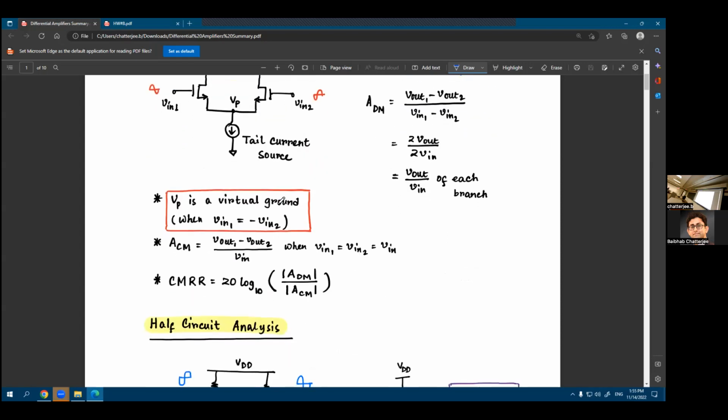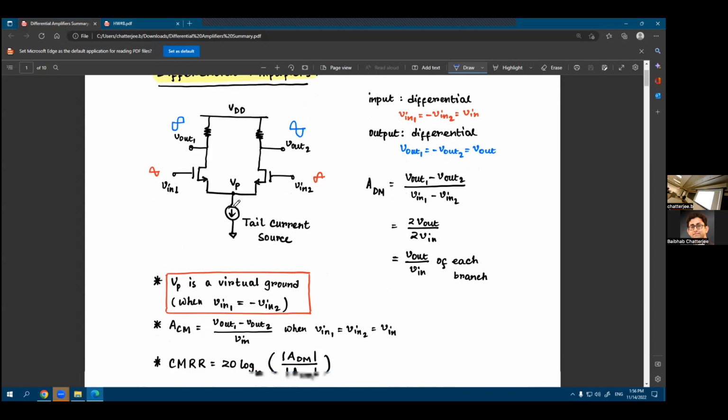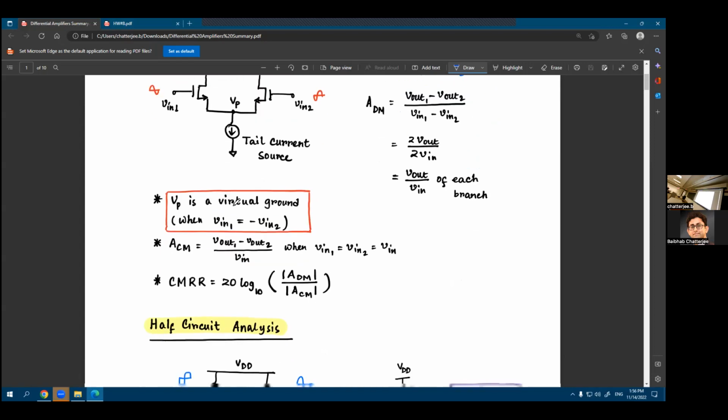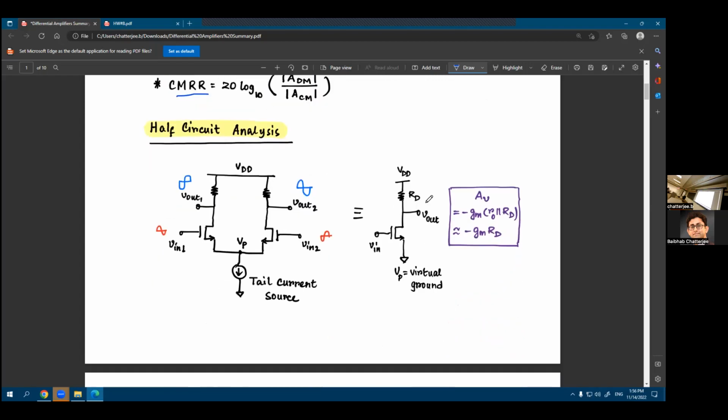Now, in terms of the differential amplifier, keep in mind that if your input is differential and everything is symmetric, if on the left-hand side you are providing a signal with 0-degree phase, and on VIN2 you are providing an input with 180-degree phase, that is, you are applying a differential input, then your point VP is a virtual ground. And we already know what a virtual ground means: it can have a DC potential, but the AC potential will be 0 at that point. We already looked at the differential mode gain and the common mode gain of this structure, and how you define CMRR, which was part of your lab 6 as well. And we know that for this kind of circuit, we can do a half circuit analysis.